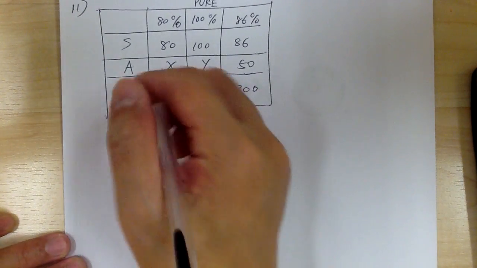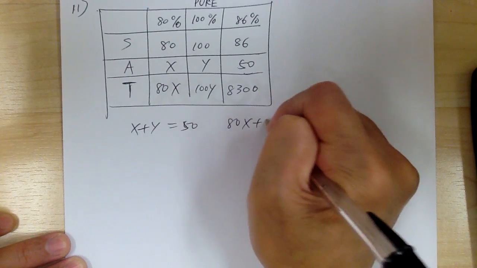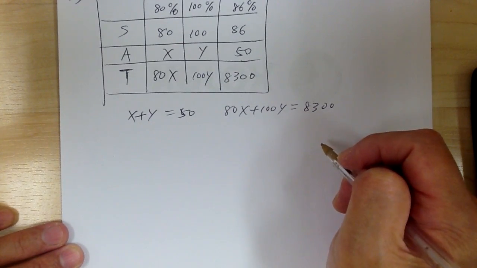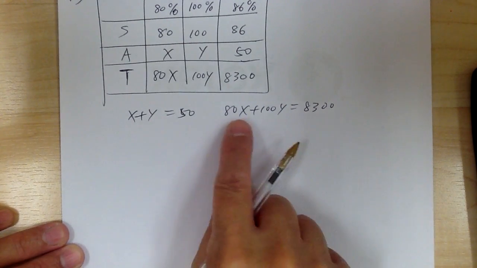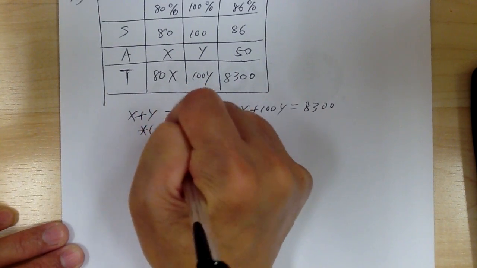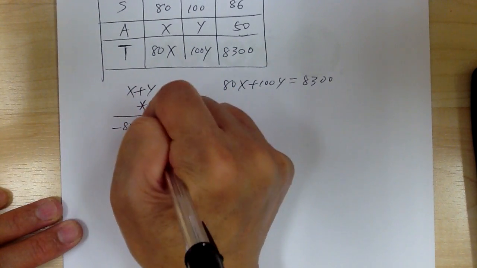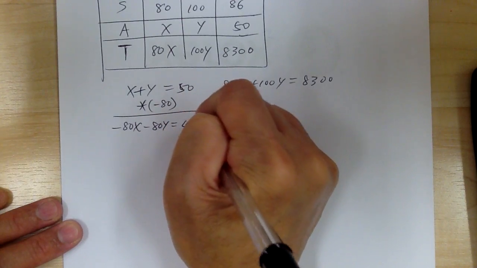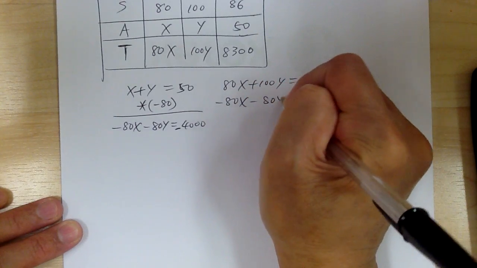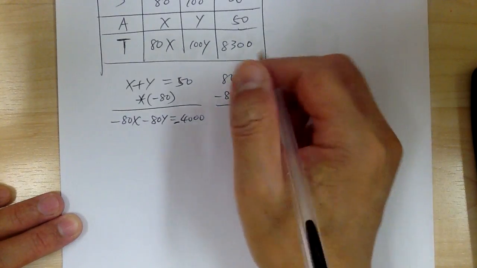Okay, so again, here's your equation. X plus Y equal to 50. 80X plus 100Y equal to 8300. And after that, let's eliminate the X because X is a lower number, so that way you don't have to deal with negative numbers. So multiply by -80 to make the X opposite. Put it underneath here. And when you add, this cancels out.